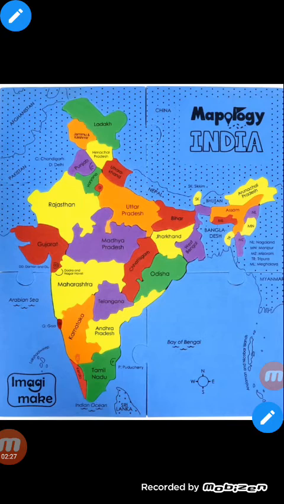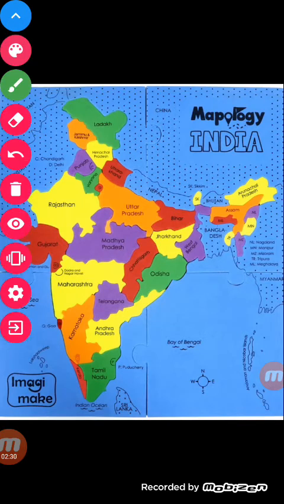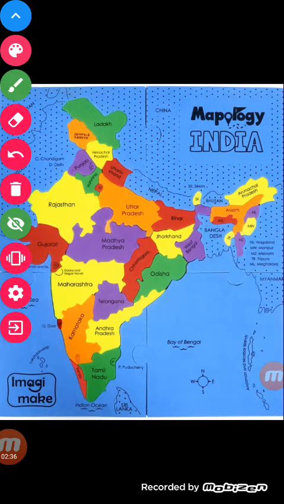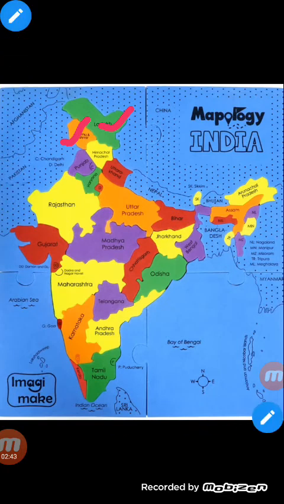Look at this here, Ladakh, and these are the 28 states and 8 union territories of India. We can see here Ladakh and Jammu and Kashmir. These are union territories of India, and here Himachal Pradesh, Punjab, Haryana, Uttar Pradesh, Rajasthan. Rajasthan is the largest state of India.